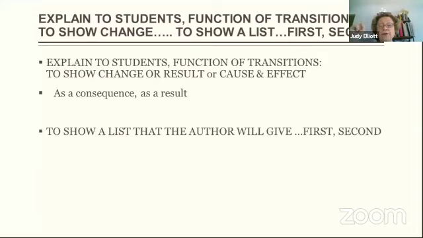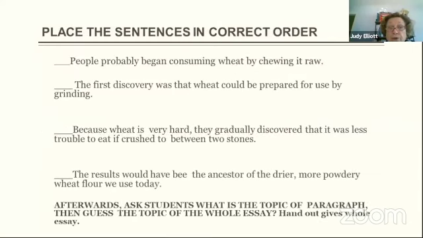Okay, and when you do this, because it's hard to figure out which is the correct order, tell the students, look for the transitions which show change or result or cause and effect. Phrases like as a consequence, as a result, first, second, those kinds of words. These are transition words and they show order. Next slide.